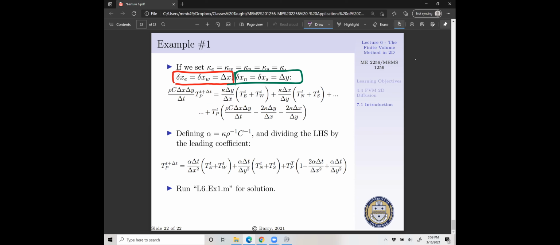And last but not least, we're going to define our thermal diffusivity as our thermal conductivity divided by the quantity of our density times our specific heat. Thus, we can express Tp at t plus delta t as alpha delta t per delta x squared, times T east plus T west, evaluated at our previous iteration level, plus alpha delta t divided by delta y squared, times T north plus T south, evaluated at our previous iteration level, plus Tp. Now that should be a lowercase. I'll fix that guy as well.